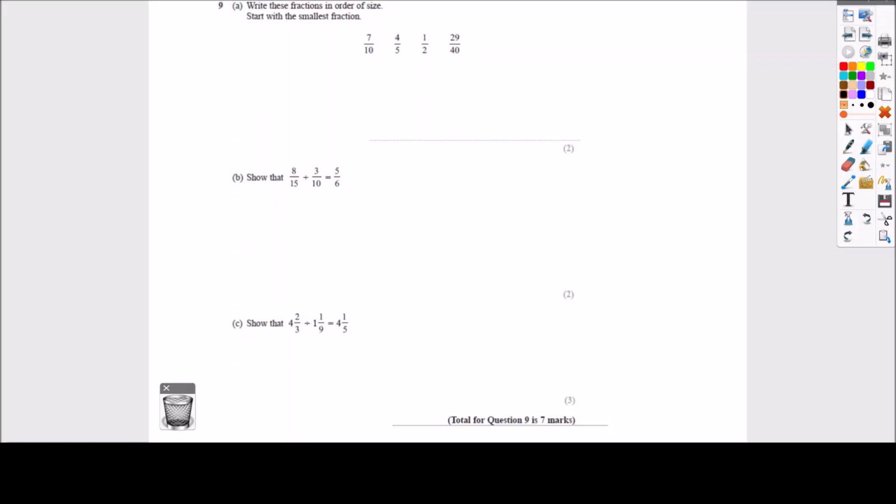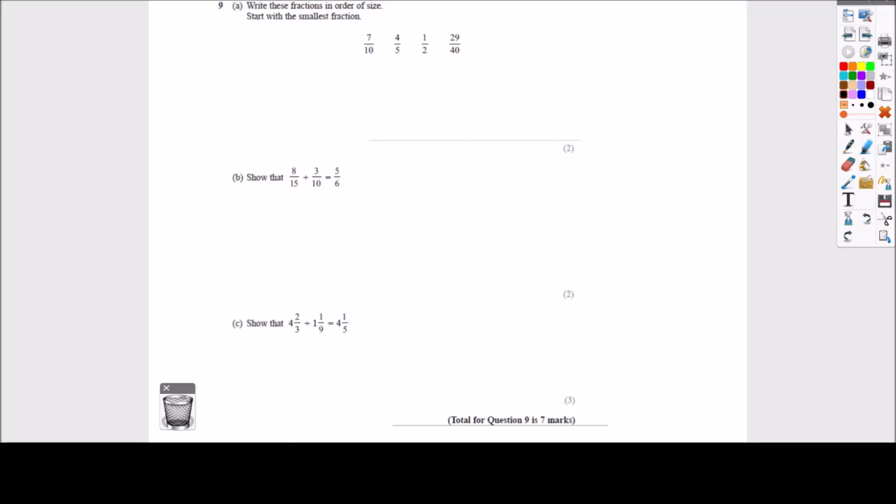Question 9, part A. Write these fractions in order of size. Start with the smallest fraction. Now, one way to do this is to convert them all into decimals. Okay, so you could get out your calculator, do 7 divided by 10, that's 0.7. 4 divided by 5 is 0.8, and use those decimals to help you get them in the correct order.